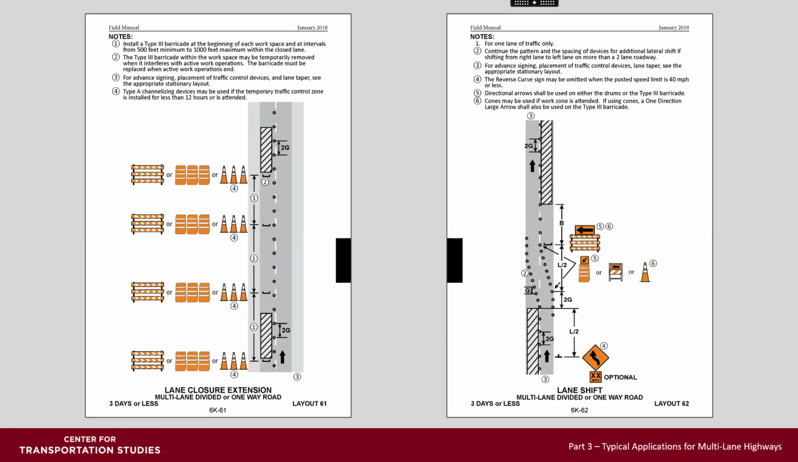Note, lane shifts are only allowed for single lanes of traffic with a taper length of 1/2 L. Multiple lanes for lane shifts require temporary pavement markings to reduce driver confusion and unintentional lane changes in the shifting area.